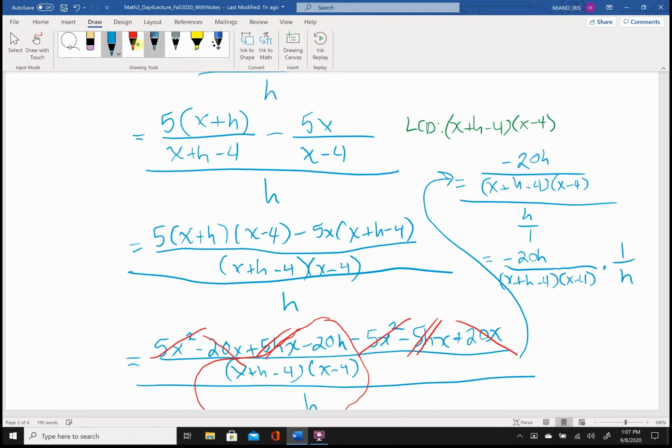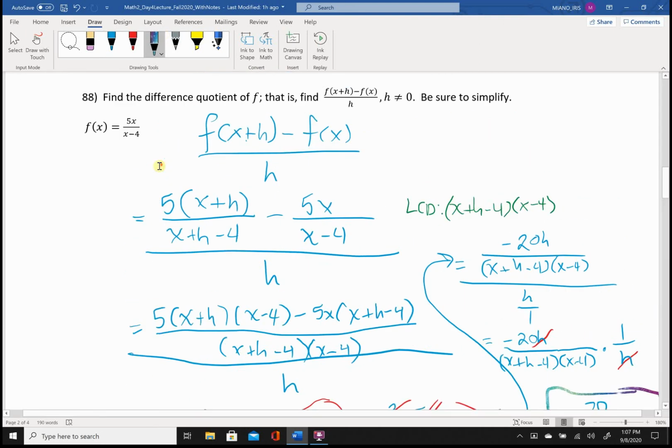And so those h's are about to cancel here and here. And you're left with what is now your final answer. And I'll make sure I box it up in the celestial print here so it'll really pop. Negative 20 all over the quantity x plus h minus 4 times the other quantity of x minus 4. And that's the difference quotient for that particular problem.